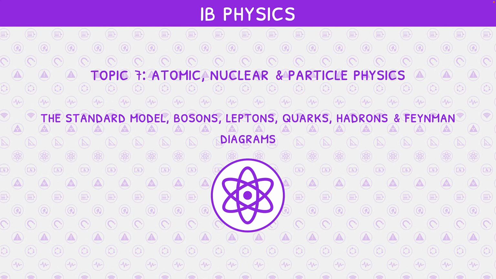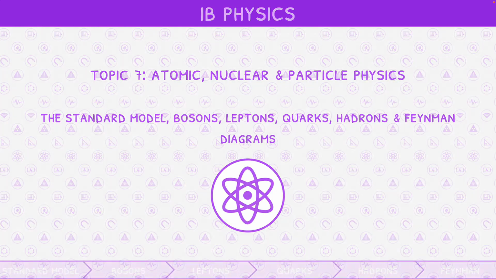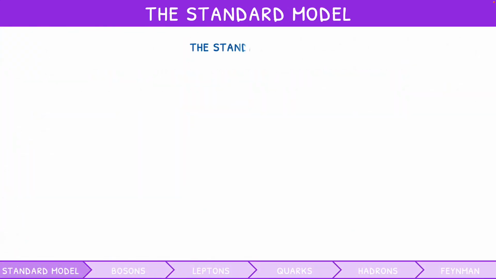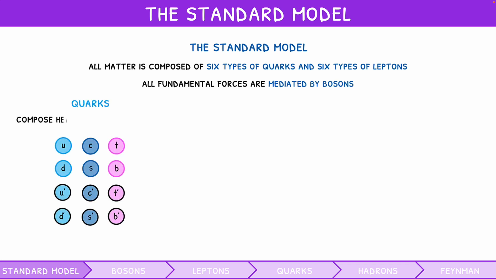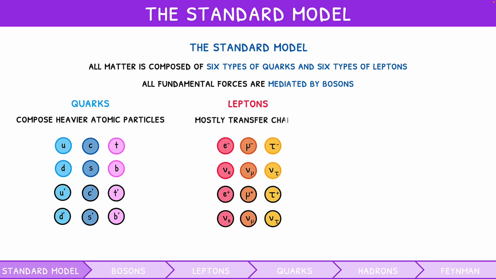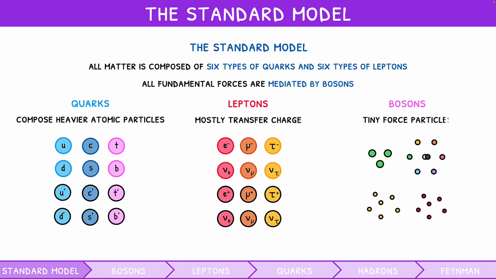At this point you may have believed that protons and neutrons were the smallest particles possible. However, this is not true. Protons and neutrons are composed of smaller particles described by the Standard Model. The Standard Model states that all matter is composed of 6 types of quarks and 6 types of leptons, and all fundamental forces are mediated by bosons. Simply put, quarks are particles that compose heavier atomic particles, leptons are independent particles that mostly transfer charge, and bosons are tiny force particles. But how do these all interact with one another?